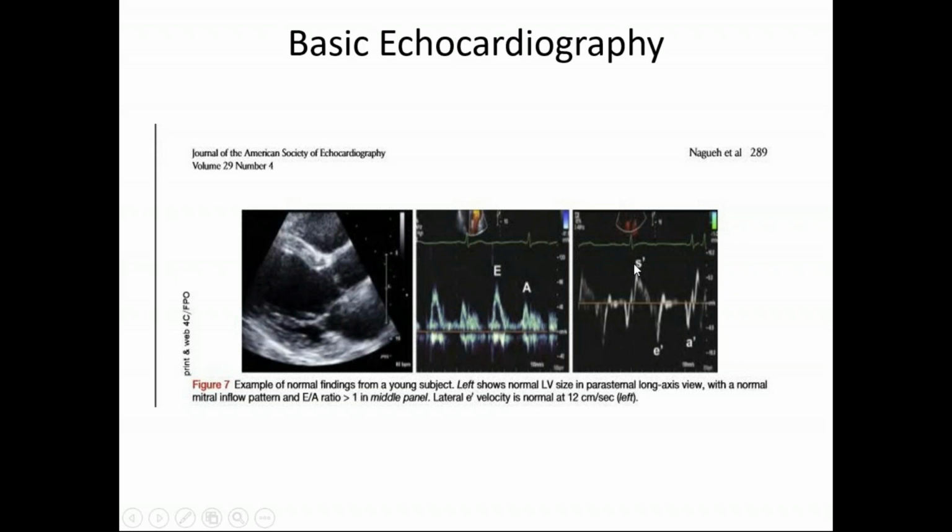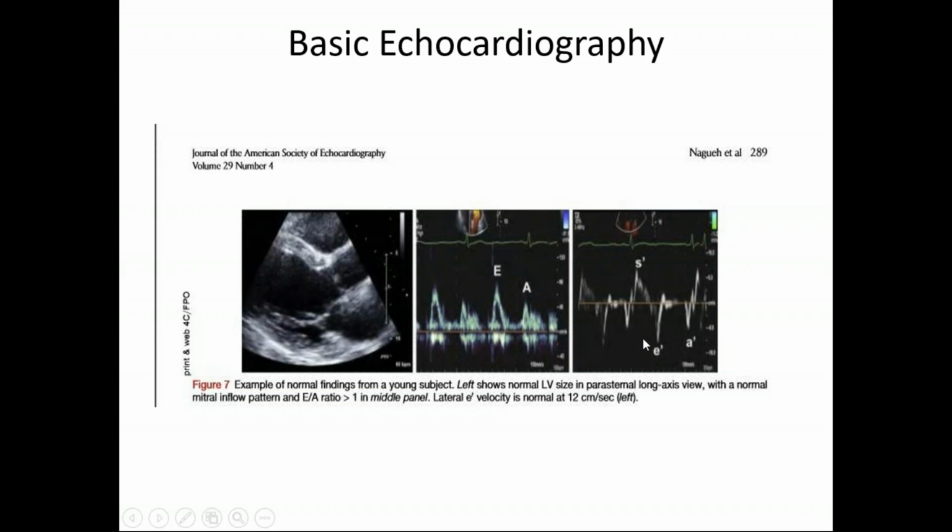Okay? Again, you put your cursor on the mitral annulus, and you can put it on either the medial mitral annulus or the lateral mitral annulus. Your S prime is when the base of the heart moves up towards the apex. In diastole, the base of the heart moves downwards. You have 2 diastolic components. The early we call E prime, the late we call A prime. And you can see the velocity at the side.